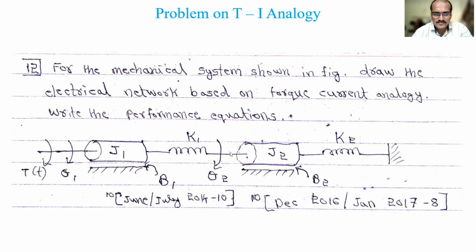Let us draw the equivalent mechanical network for this. At the two nodes you have theta 1 and theta 2. At theta 1 you have J1 and B1 as elements, and T of t is connected. Three terms will come at theta 1, and between theta 1 and theta 2, K1 will come. Then at theta 2 you have J2, B2 and K2, so three terms will come at theta 2. Let us look at the picture.